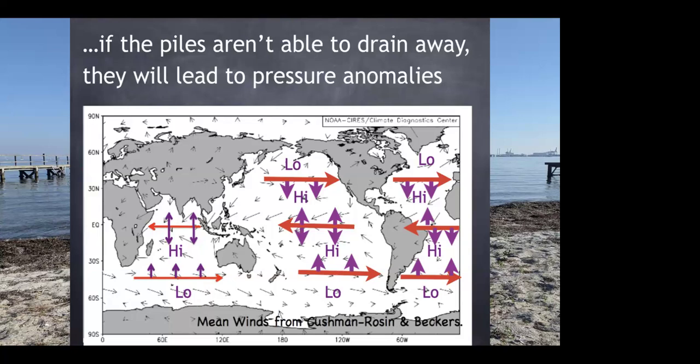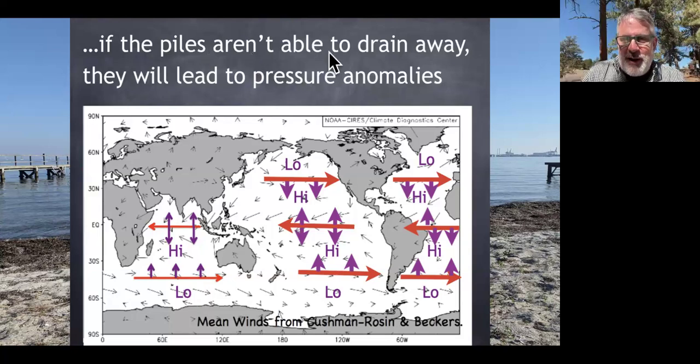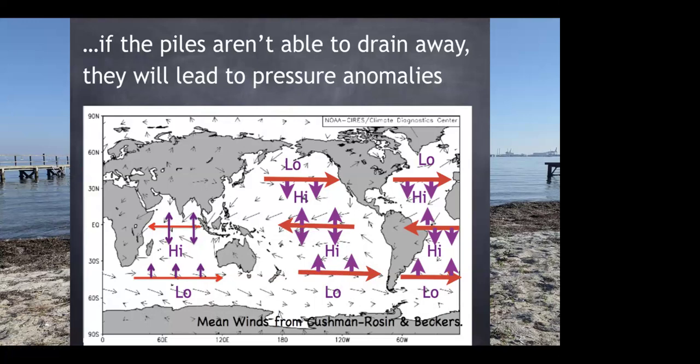They could go the other way. If the piles aren't able to drain away, imagine that the piles drained away faster than they accumulated. So you actually had low pressures piling up in these convergence zones and high pressures in the divergence zones. Then it would go the opposite. The ocean circulation would go the opposite way, and it wouldn't care that it was going upwind, which is kind of a funny thing to think about.